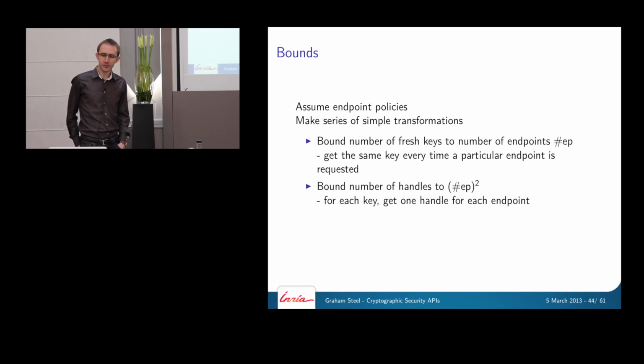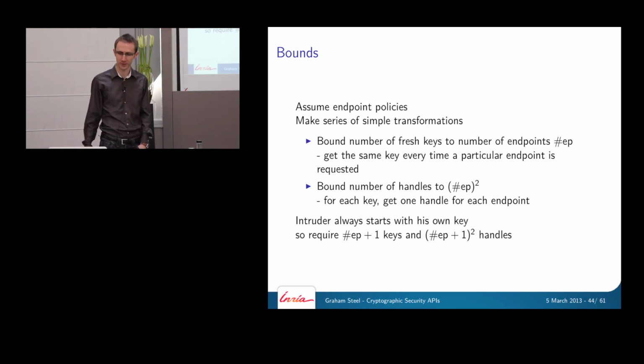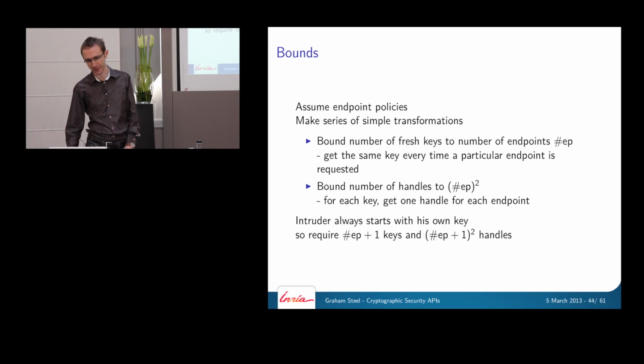And then we're going to bound the number of handles to the square of the number of endpoints. So what we're saying is that a priori it might be possible to get a handle for each endpoint for each key. We don't know that we're going to be able to prevent you from getting a wrap and unwrap handle and an encrypt and decrypt handle for the same key. So we have to allow that number of handles in our model. And then we're going to give the intruder his own key as usual because we know that there are some attacks which rely on the intruder being able to play about with some key value of his own. So that gives us a bound on the total number of handles of (EP plus 1) all squared. And that's very small for the typical kind of models that we're interested in.